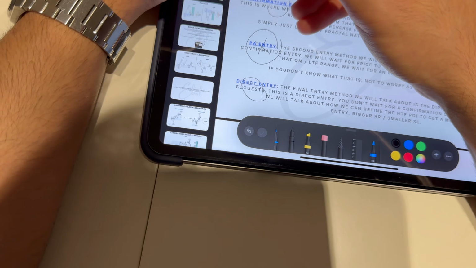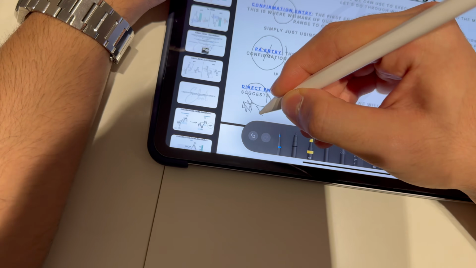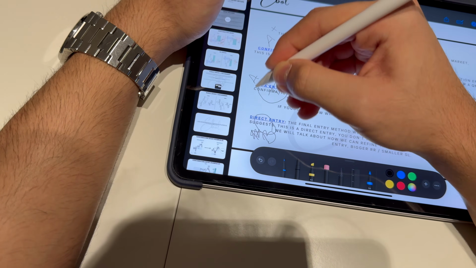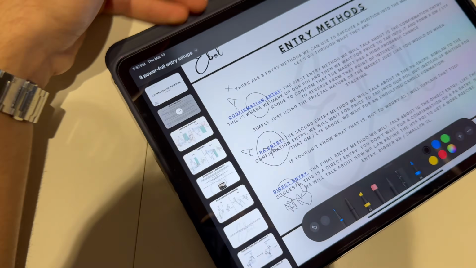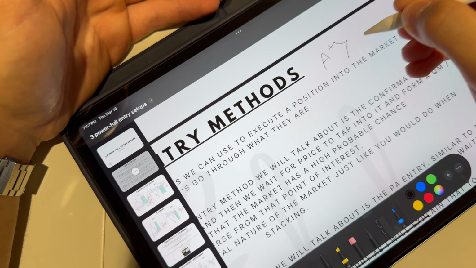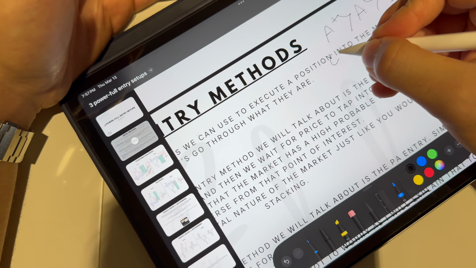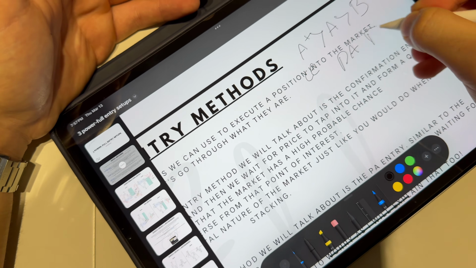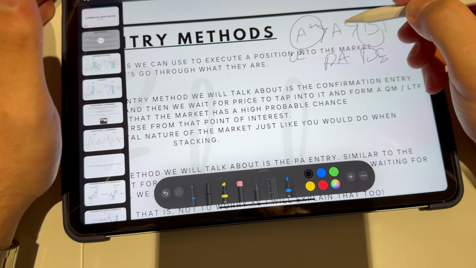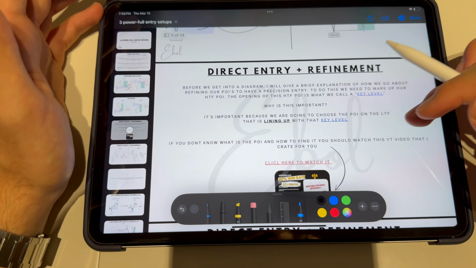I can call this an A+ setup, and I can call this an A setup, or we can call this a B setup. And between the A+ and B, we have something like A. So if you want to say which one of these setups is better, I can say A+, the confirmation entry, is the best one. Then we have a PA entry, then we have a direction entry. So I can say CE, PA, and DE, which stands for direction entry. I personally am using these two, but as I told you, maybe I'm going to add this one soon in my edge. So let's talk about the direction entry plus refinement.